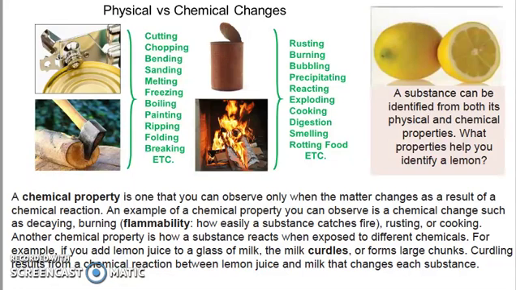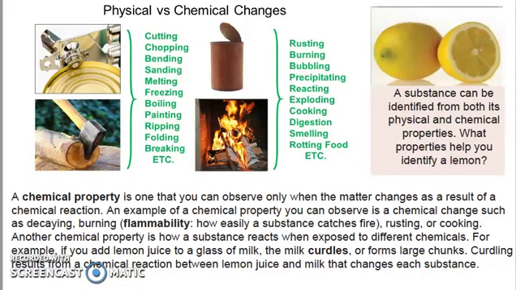An example of a chemical property you can observe is a chemical change such as decaying, burning, flammability, how easily a substance catches on fire, rusting, or cooking. Another chemical property is how a substance reacts when exposed to different chemicals.